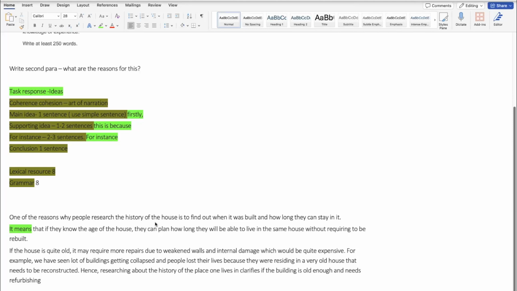You have written good punch, but lot of grammatical errors. For instance, don't put a comma after it. It's a full stop. For instance, modern architecture, full stop. For instance, comma.